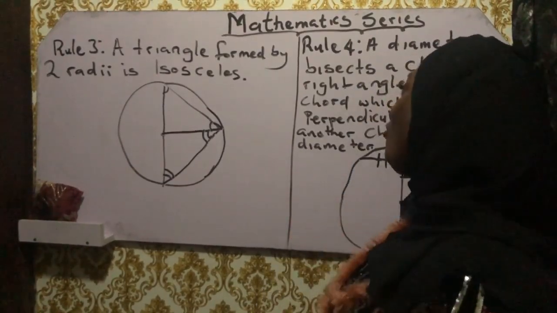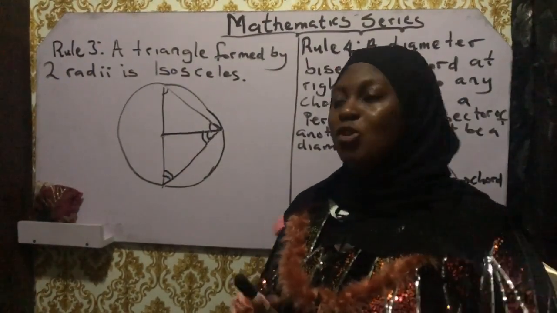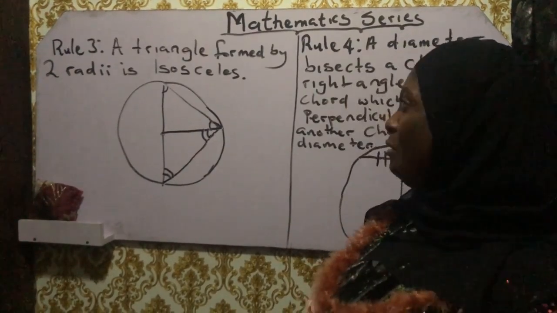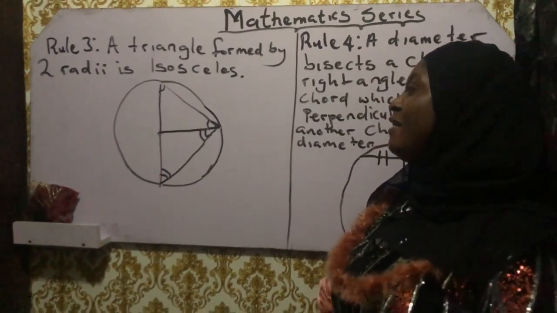In today's class, we are going to be considering rule 3 and rule 4 of circle geometry. So we have rule 3 and rule 4 on the board. Rule 3 says a triangle formed by two radii is isosceles.